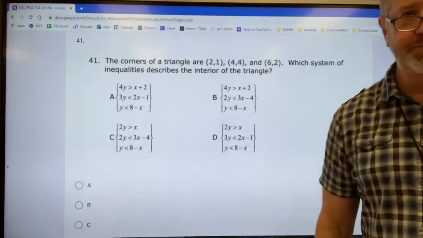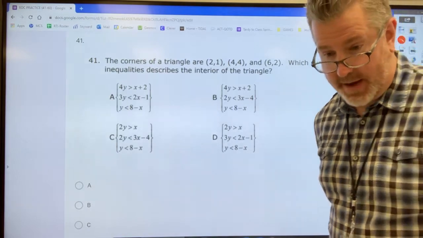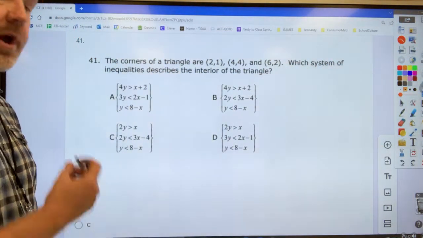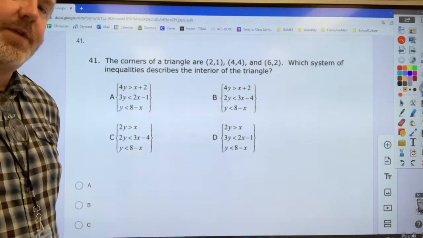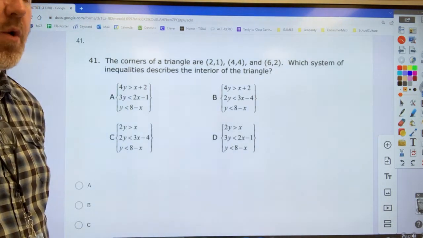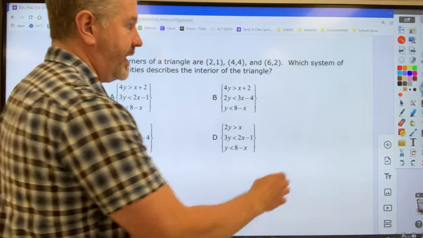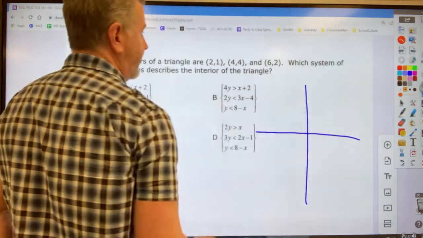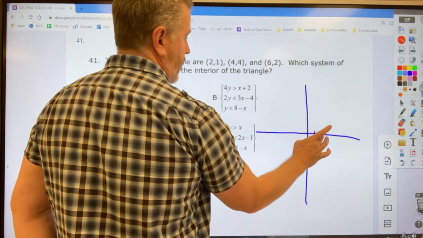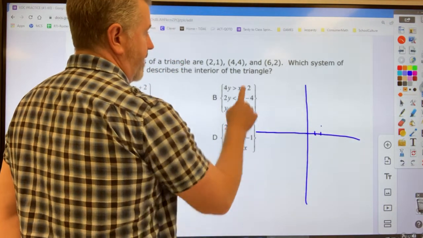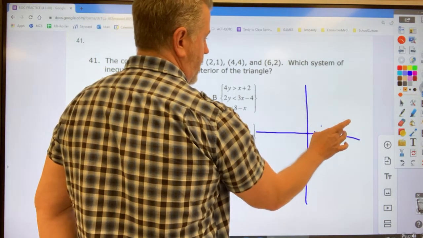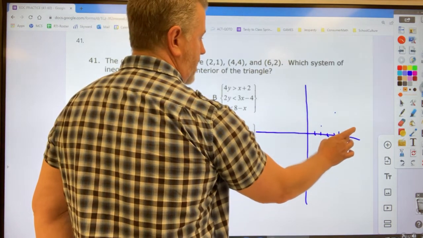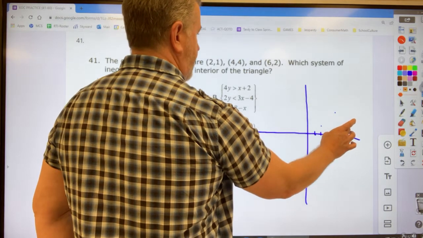And the first problem is a doozy. We're not going to do this one. We're going to do strategy here. This one would take a long time. I don't know a quick way to do it. When you think about it, all it's saying is, we've got this triangle with vertices at about (2, 1), (4, 4), and (6, 2).